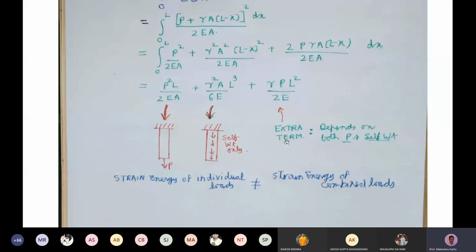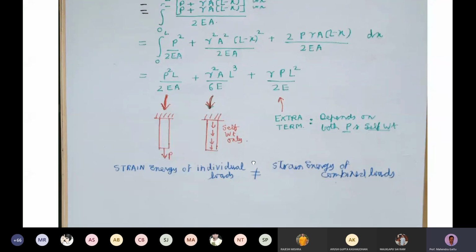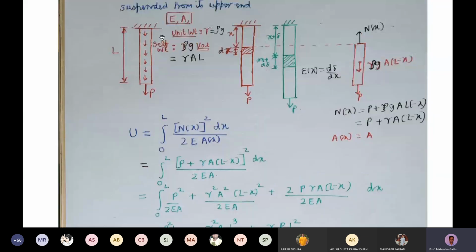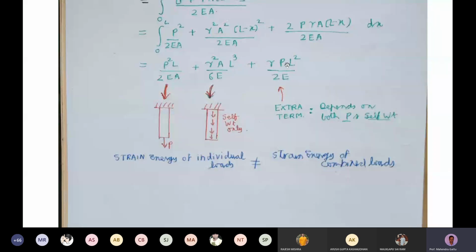So what this means is that the strain energy of this bar plus the strain energy of this bar is not equal to the strain energy of both self weight and load P. That is what this means. There is one extra term coming, which is a coupling between the applied load, the external load, and the self weight. So the strain energy of the individual loads is not equal to the strain energy of the combined loads.